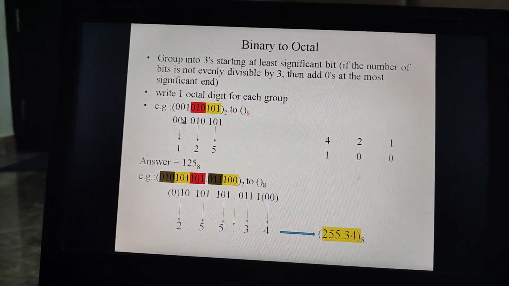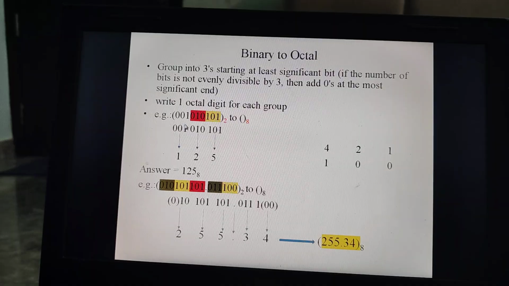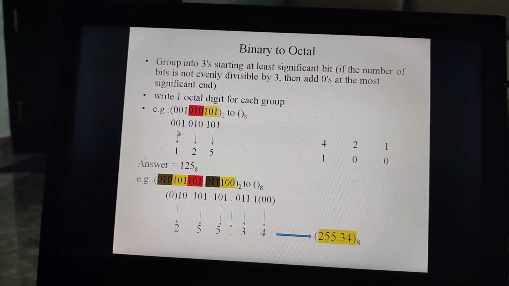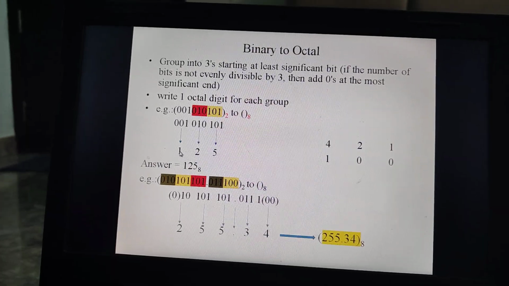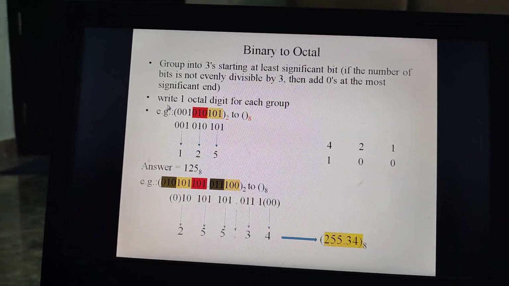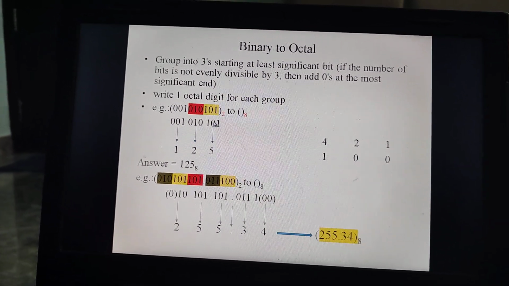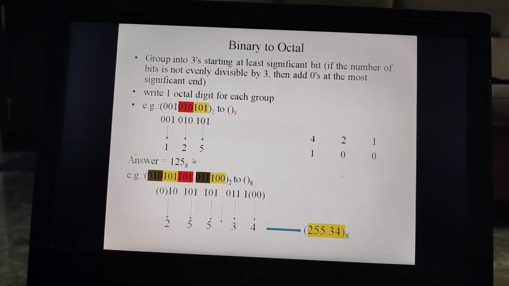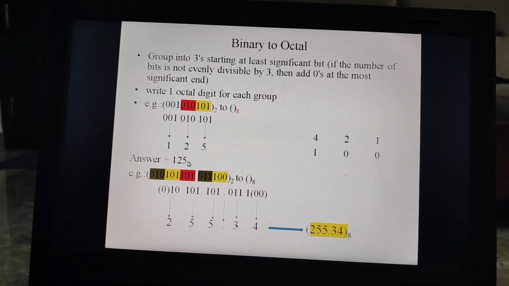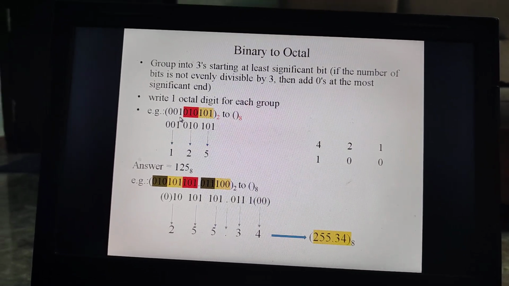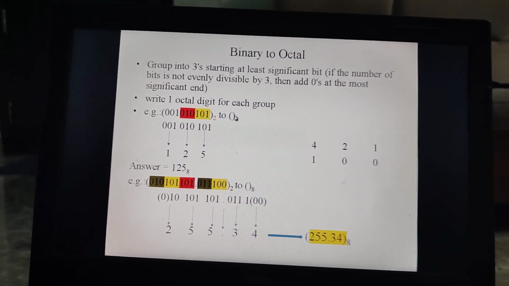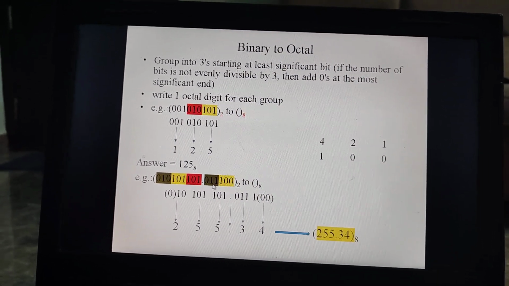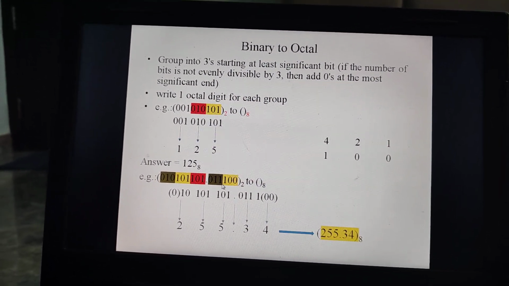And 1, 0, 0: 1, 2, 4. In the place of 1 I have 1, so it is mentioned as 1 here. So 1, 2, 5. This binary number has been converted into the octal number 125 with base value 8. This is the way in which we can convert the given binary number into an octal number. Now we are going to see how fractional binary numbers have to be converted.